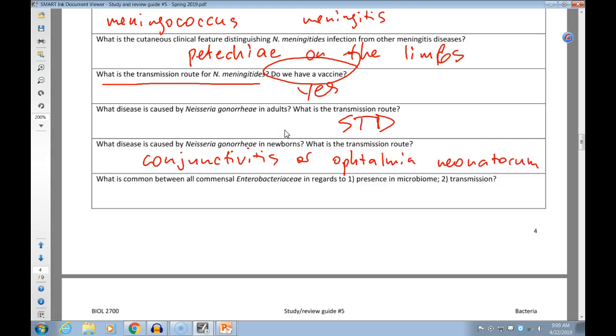Transmission route from the mother, mucosal membranes, birth canal. Good so far? All Enterobacteriaceae present in the microbiome, and all of them are transmitted in the nosocomial settings. All of them infect mainly immunocompromised patients.